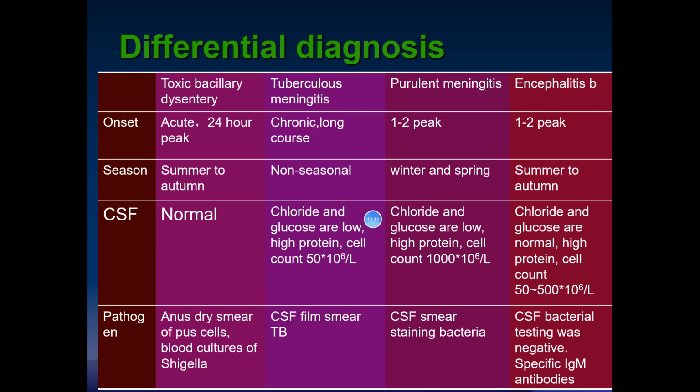The CSF: the tuberculosis has low chloride and glucose, high protein, and the cell content is not very high. The JEV has normal chloride and glucose, high protein, and the cell content is very high. The purulent meningitis has low chloride and glucose, high protein, and the cell content is very high.